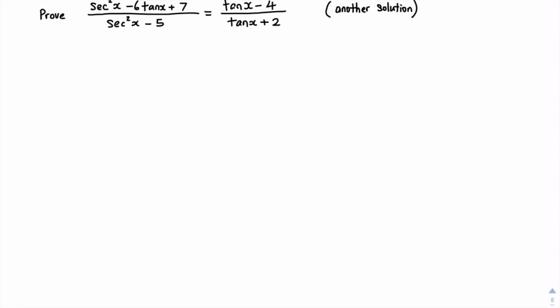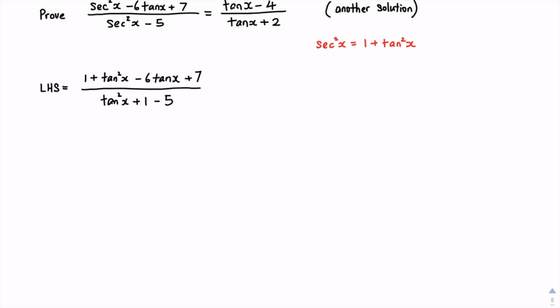This is another solution to the same problem. You may be thinking the left-hand side actually looks more complicated, so why not start from the left-hand side? So recall that secant square x is equal to 1 plus tangent square x. Now the right-hand side of the identity does not have any secant square x at all, so I'm going to replace the secant square x's on the left-hand side with 1 plus tangent square x. This is what we get. Gather the terms. We have tangent square x minus 6 tangent x plus 8 over tangent square x minus 4.